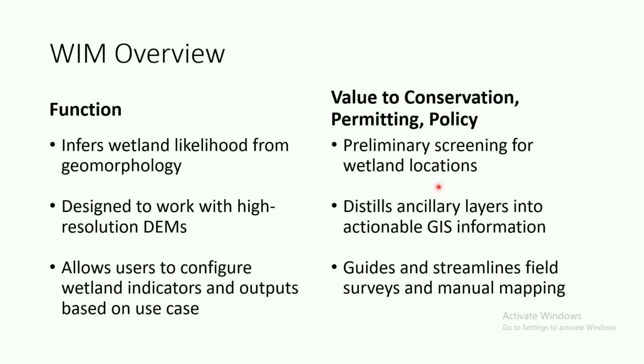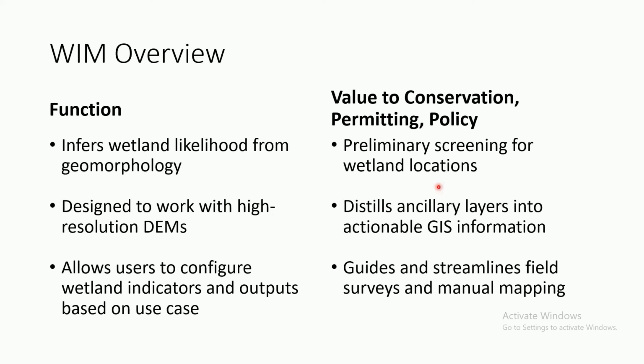And aside from its functionality, WHIM aims to provide value for conservation, permitting, and policy. The outputs that WHIM provides can be used as a preliminary screening for wetland locations. So again, if you have a very large area of interest, we can get our educated guess for what are the high priority areas, where are wetlands most likely to be in that large area?